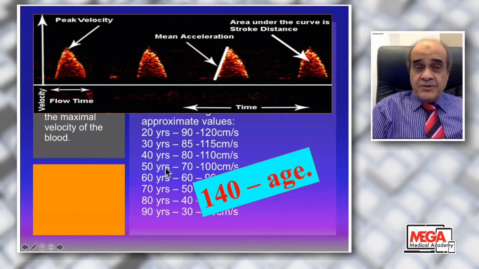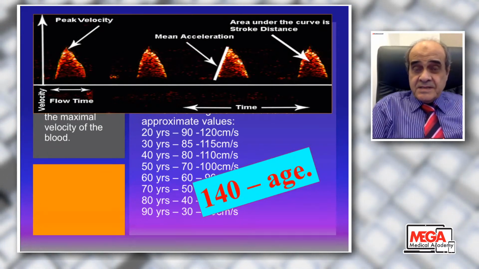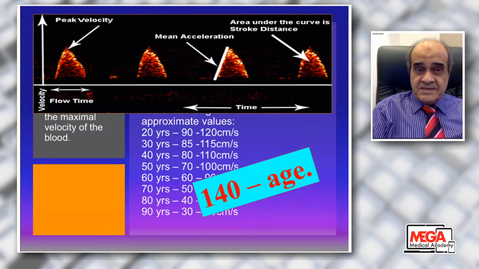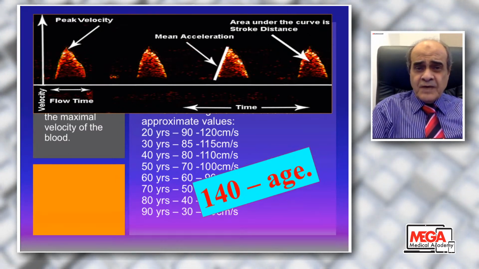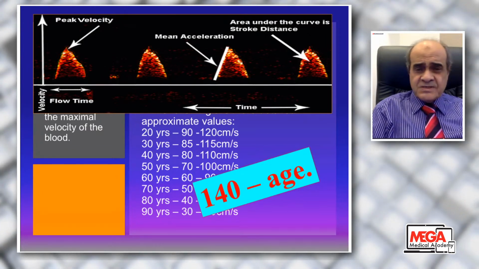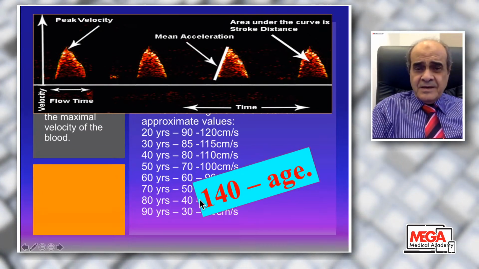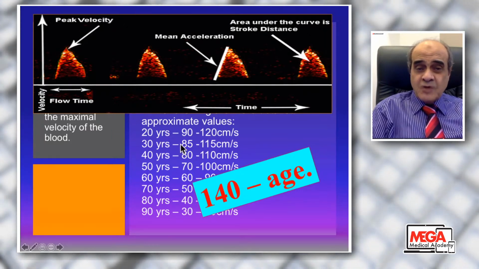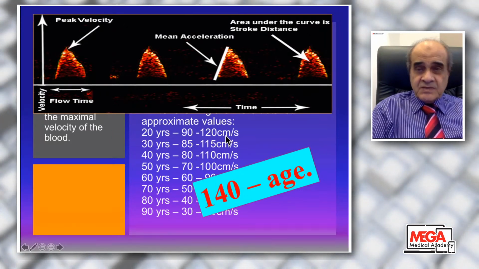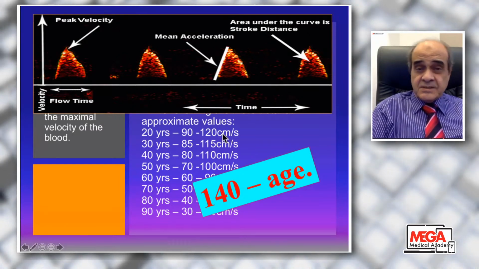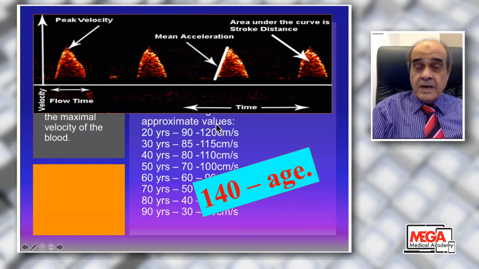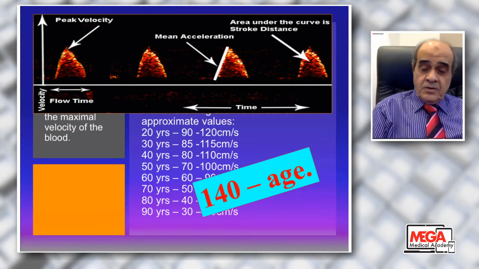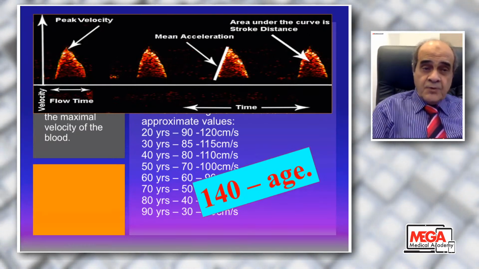The other point is the peak velocity, and this is a good parameter for the contractility of the cardiac muscle, and the normal value we can approximately calculate by subtracting the age from 140, which gives you the range of the peak velocity. And so the peak velocity in this case is low, and so we started to give an inotrope like dobutamine or norepinephrine or other inotropes which are optimal for the patient.